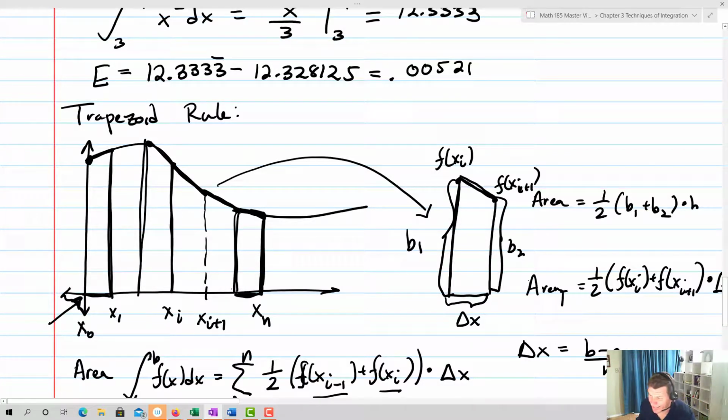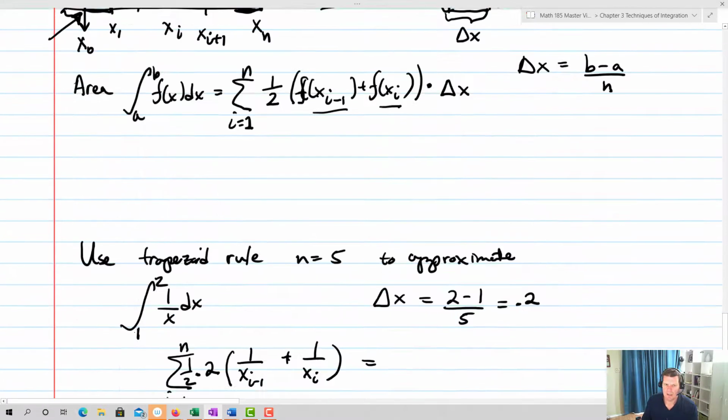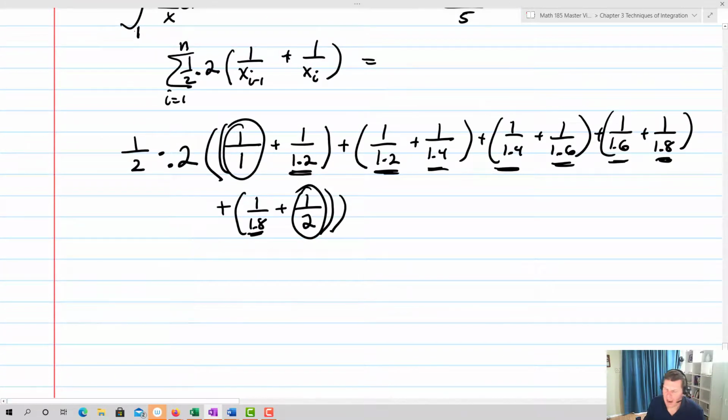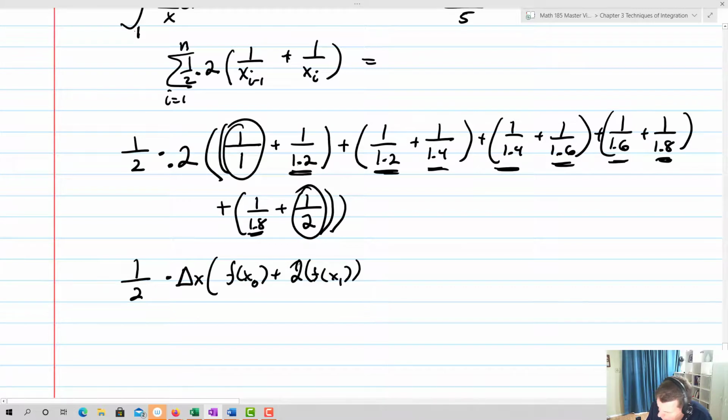So consequently, we can get an alternate way of writing this equation. We'll take our 1/2 times delta x, and the way they write it is f of x naught plus 2 times f of x1, so we'll multiply the first value, like in this case 1.2, plus 2 times f of x2.